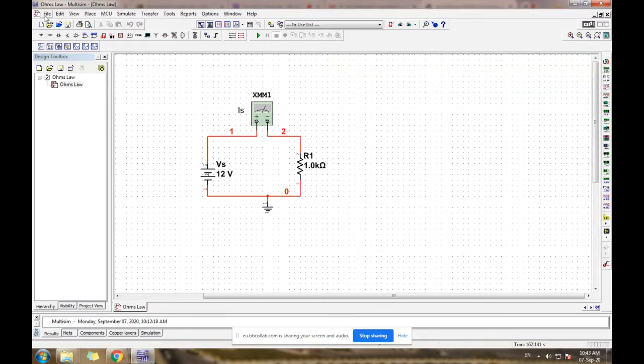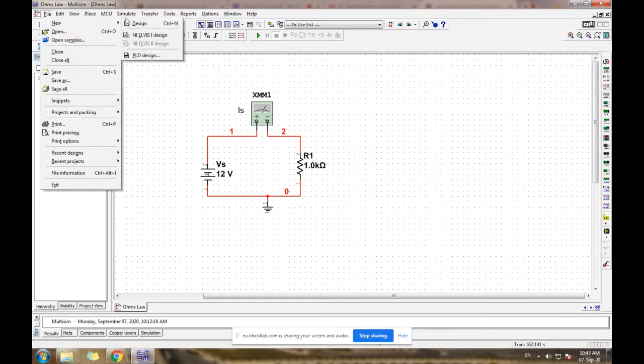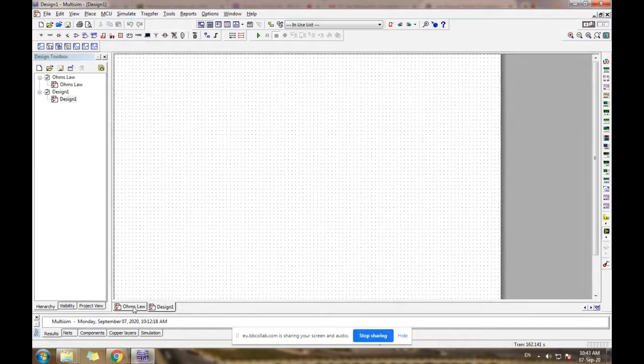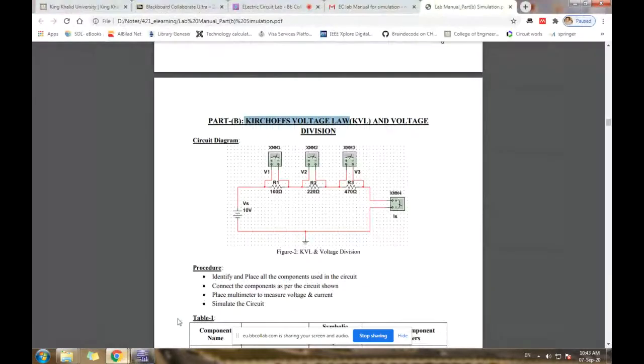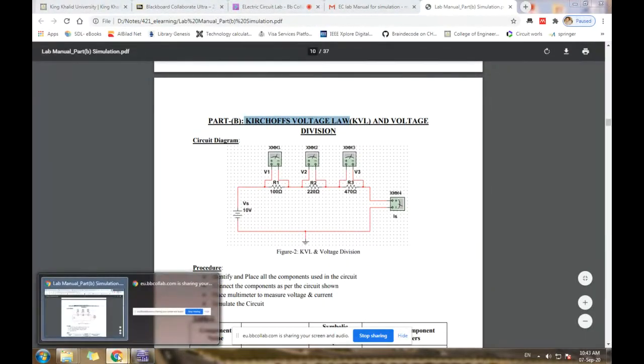So you can select the file, open new design. This is to open new. So previously will be the same, Ohm's law. The second one will be new for KCL. Okay. So for KVL, any questions?